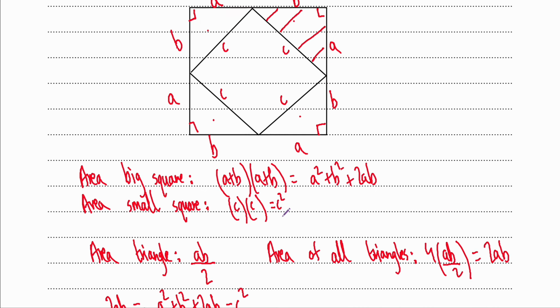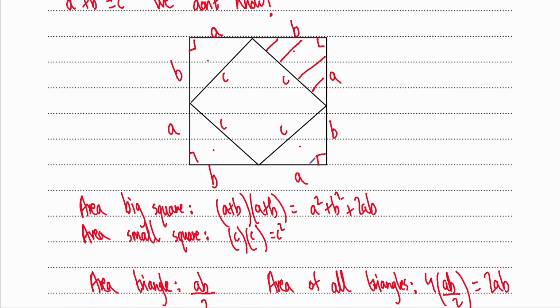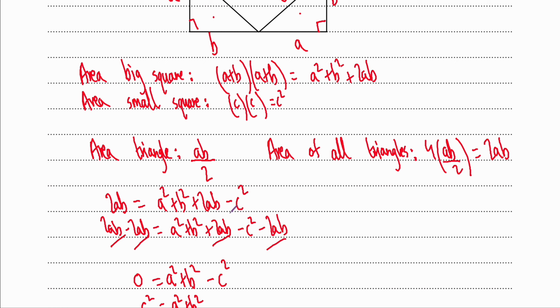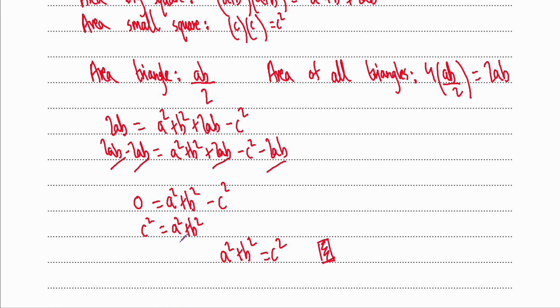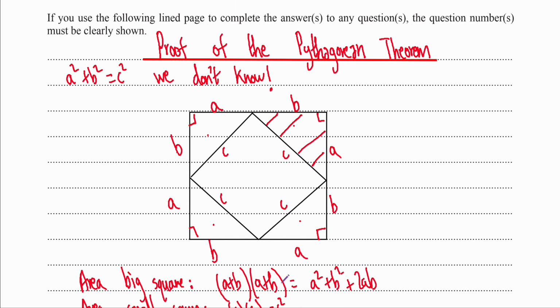But then we also realized that the area that we get from the 4 triangles is the same as the area of the big square minus the area of the small square. And once we do that and do some rearranging with some algebra, we end up getting A squared plus B squared is equal to C squared. So yeah, that's the most common and famous proof of the Pythagorean theorem.